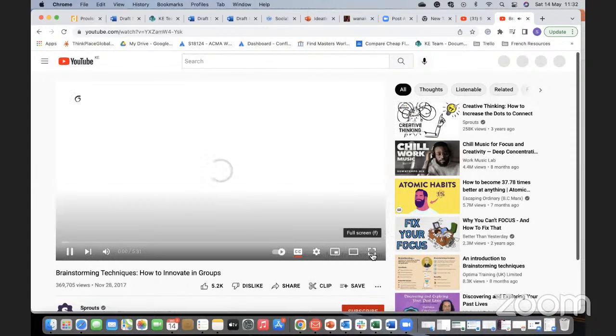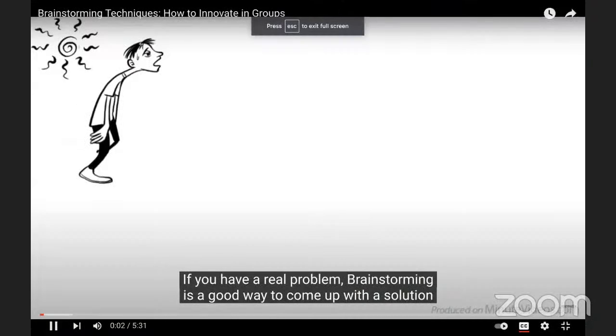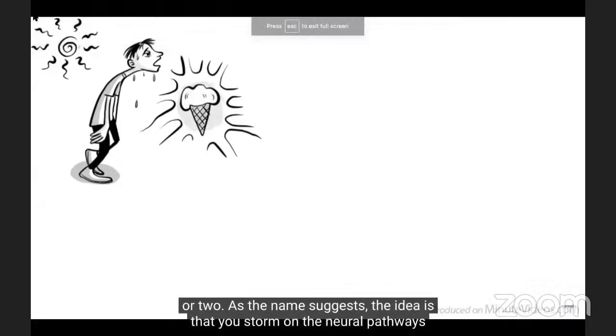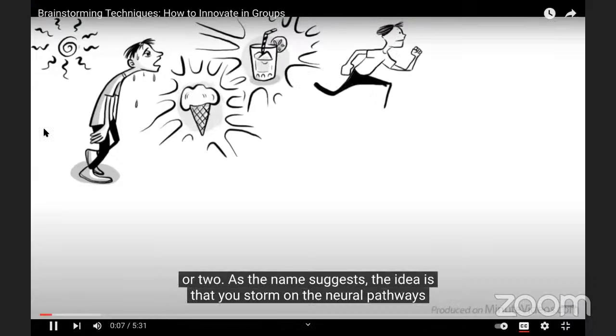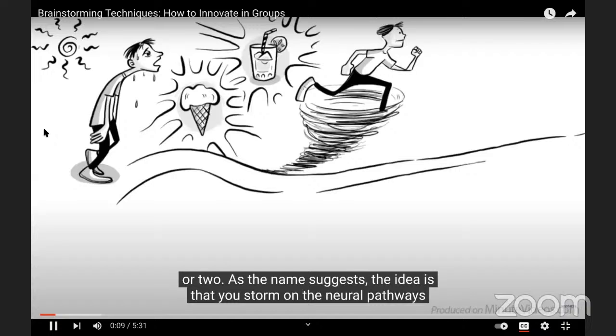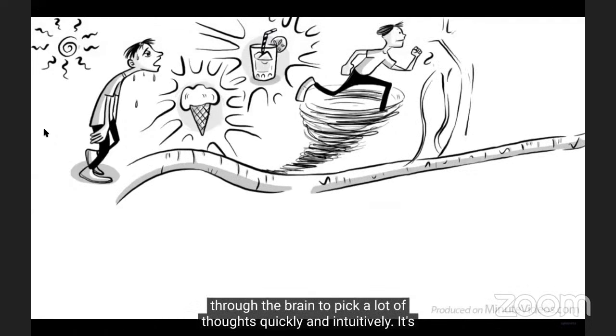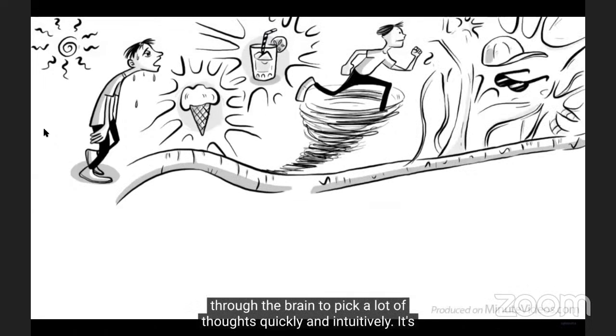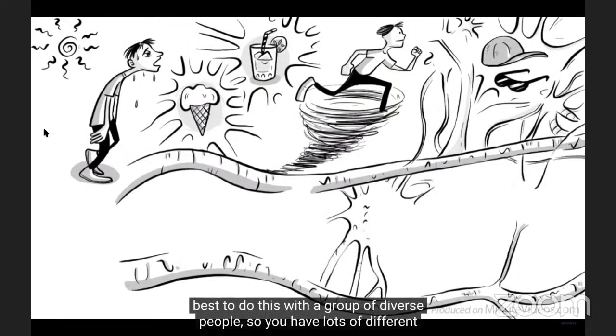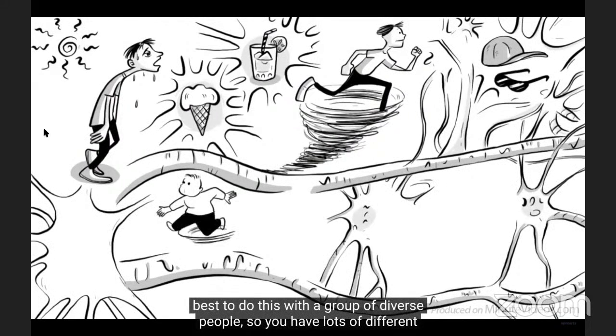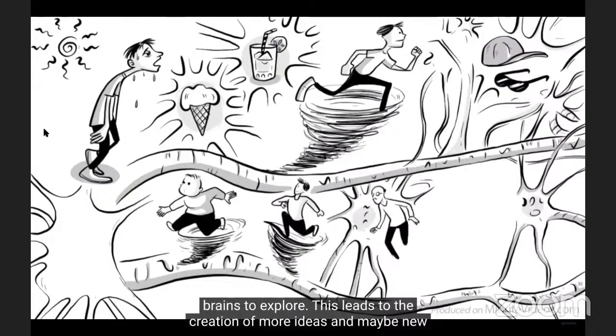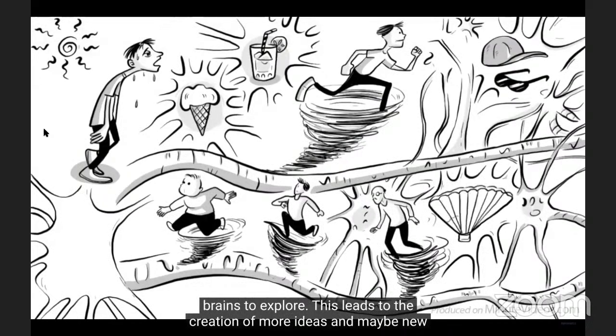If you have a real problem, brainstorming is a good way to come up with a solution or two. As the name suggests, the idea is that you storm on the neural pathways through the brain to pick a lot of thoughts quickly and intuitively. It's best to do this with a group of diverse people, so you have lots of different brains to explore. This leads to the creation of more ideas and maybe new solutions.